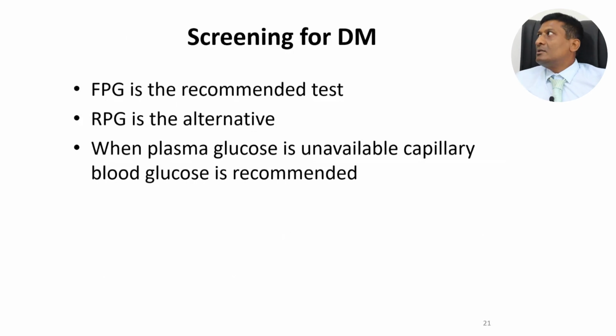So what are the screening methods for diabetes? Fasting plasma glucose is the recommended test for screening. If the patient is not very happy to be fasting and giving blood, random plasma glucose is the alternative. When a plasma glucose value, that is the laboratory value, is unavailable, capillary glucose, that is the glucometer value, is recommended and accepted.